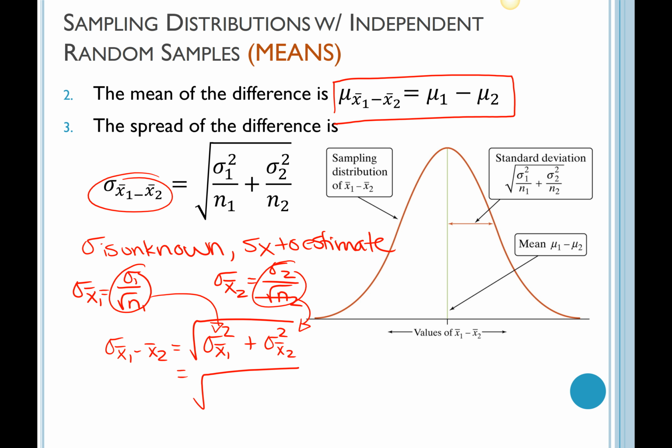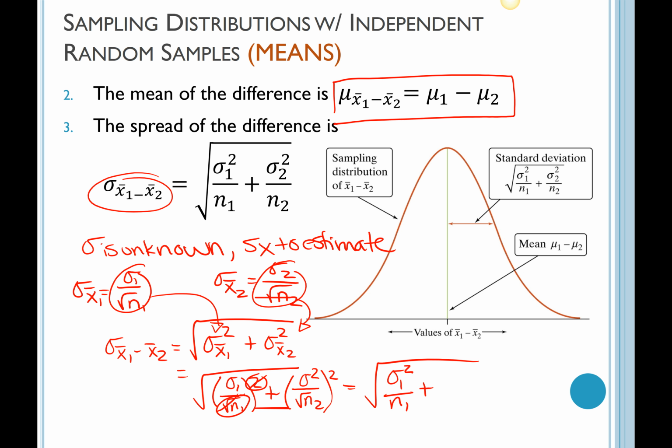So using substitution, I now get parentheses sigma 1 over the square root of n1 squared plus parentheses sigma 2 over the square root of n2 squared. And remember that if we're going to square these on the inside, I still have that big square root. That means I'm going to need to square sigma 1, so I'm going to get sigma 1 squared. I'm now going to square a square root. When I square a square root, it cancels, leaving us just with n1.